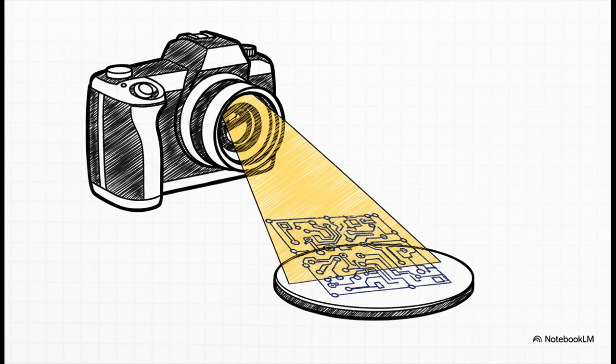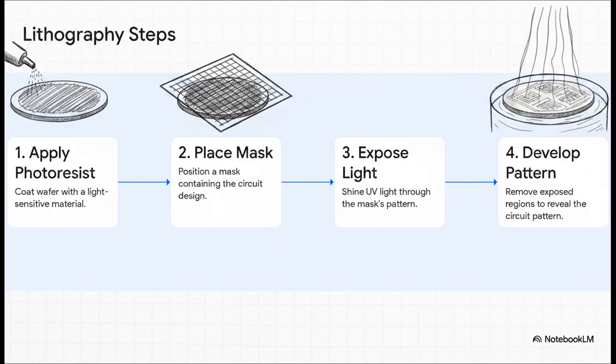No ink, just light. So how does it work? First, you coat the whole wafer in a special light-sensitive chemical called a photoresist. Then you place a mask, which is like a super intricate stencil of your circuit, right over the wafer. After that, you blast it with powerful ultraviolet light. The light only passes through the clear parts of the mask. Finally, you wash the wafer, and all the exposed photoresist dissolves, leaving the perfect pattern for our city streets and buildings etched onto the surface.